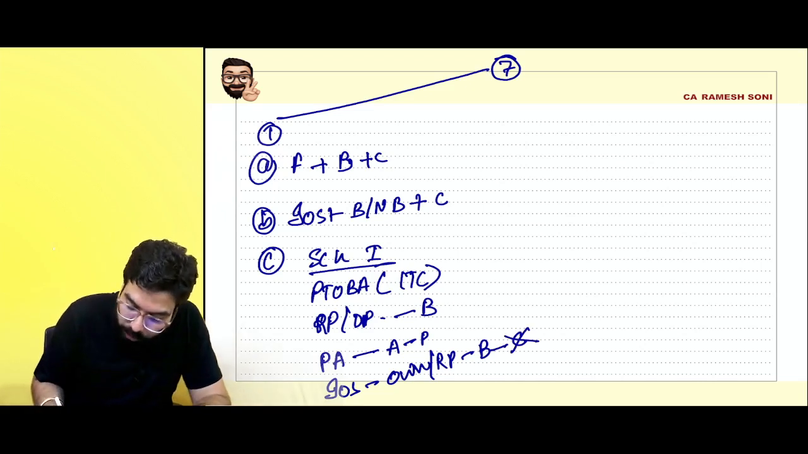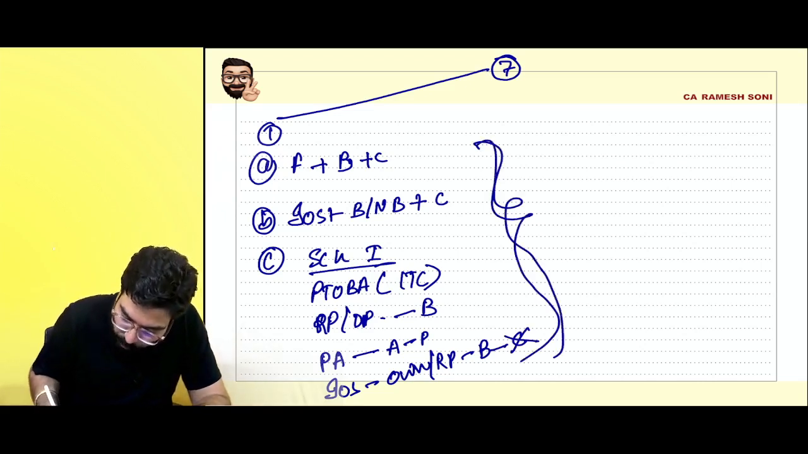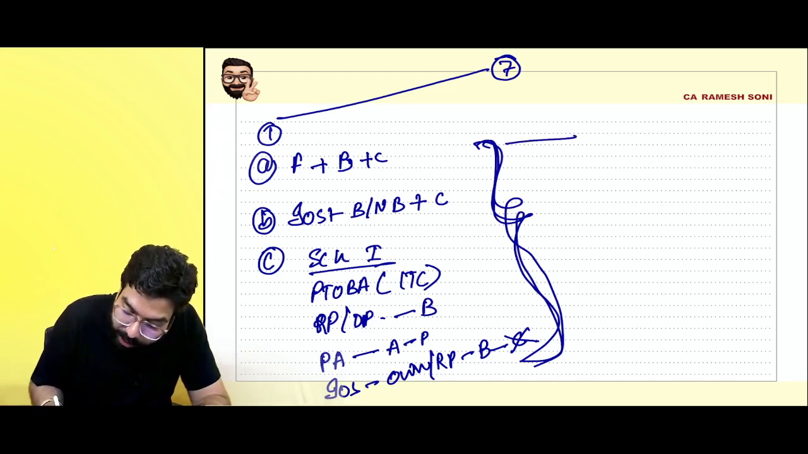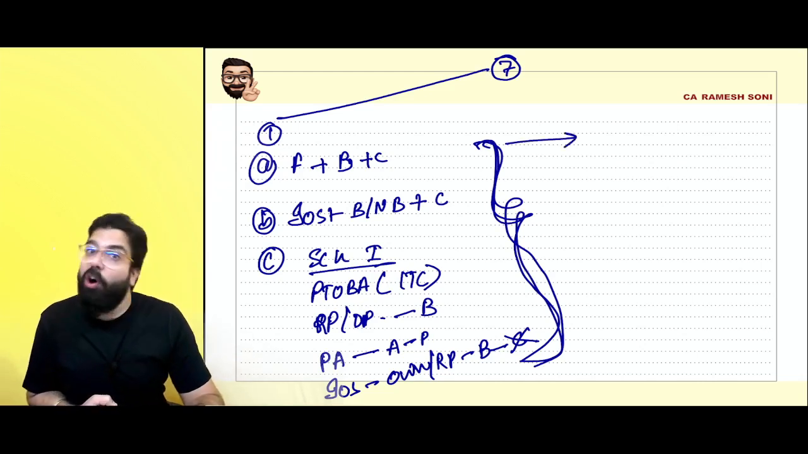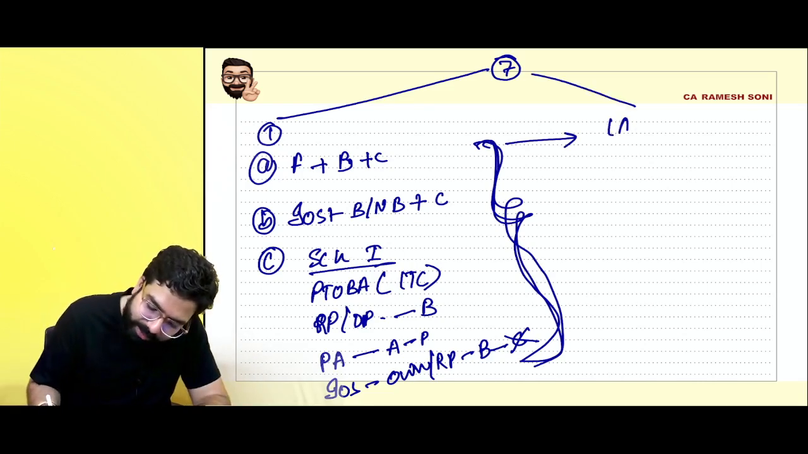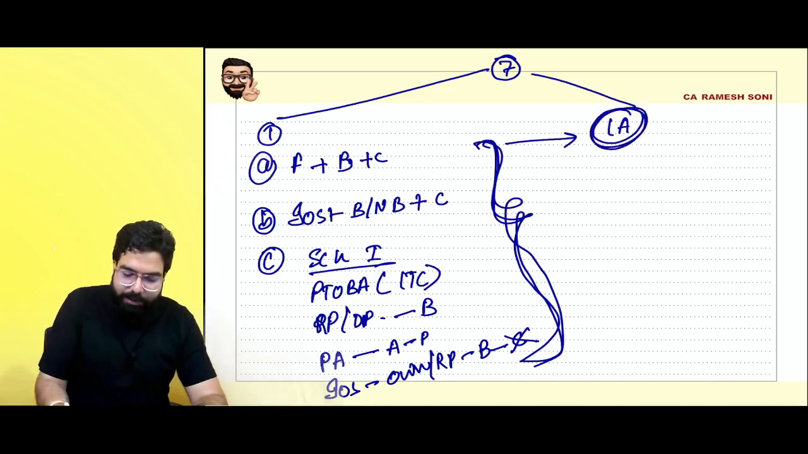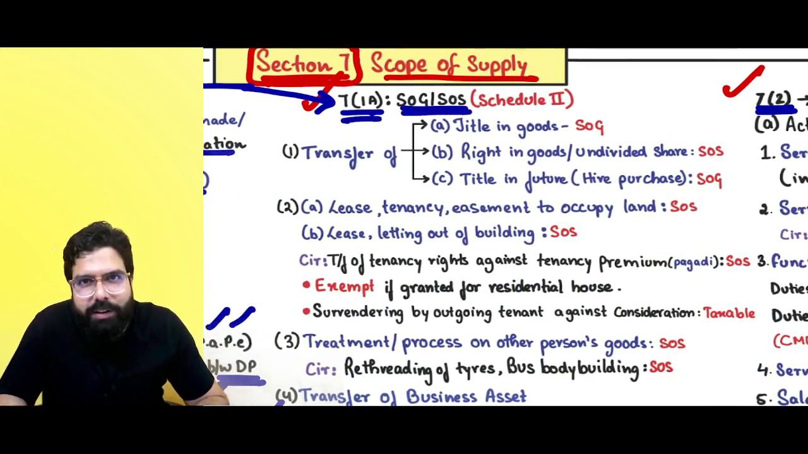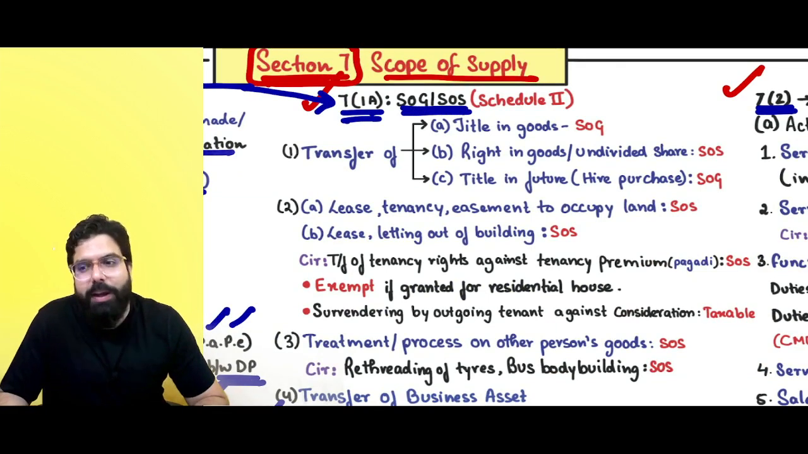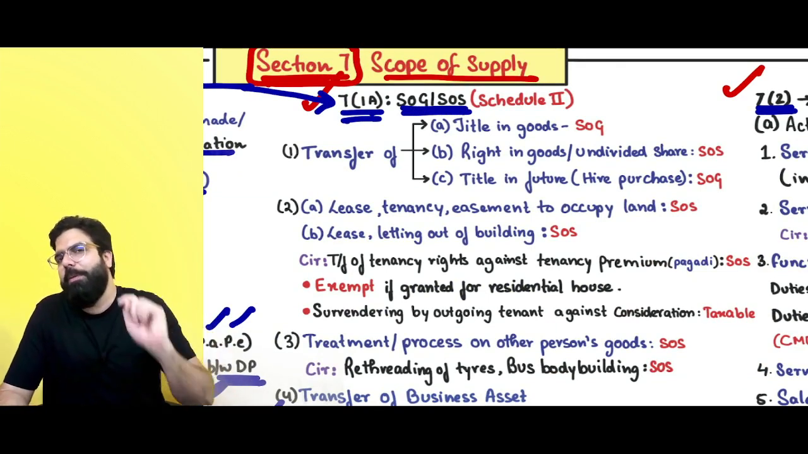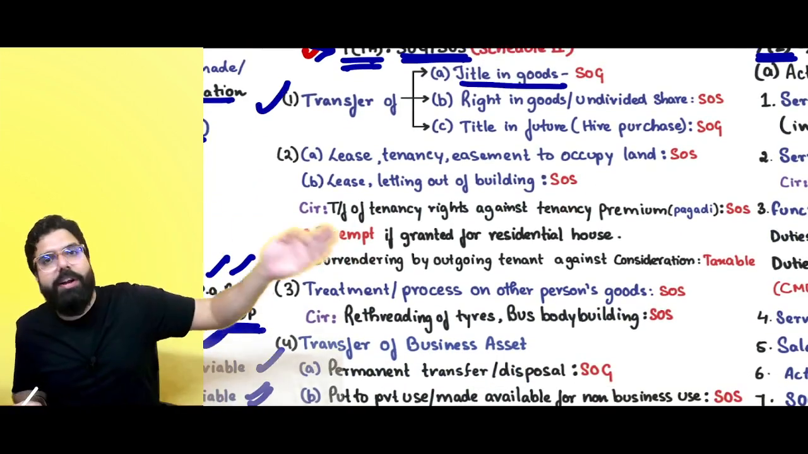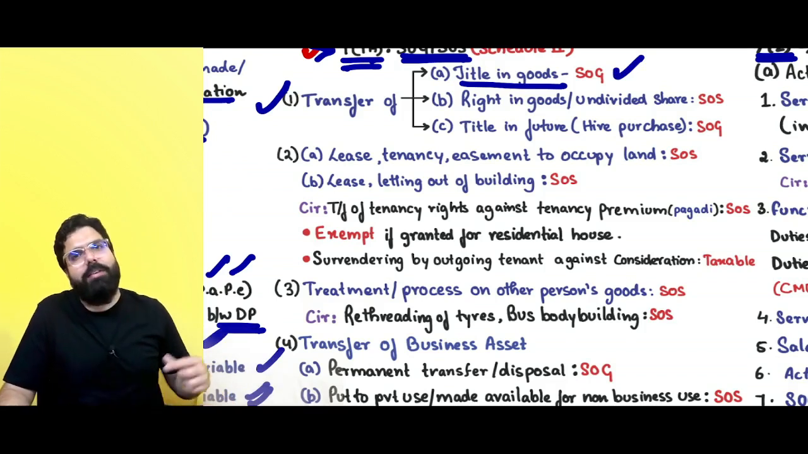Let's go ahead. Now, if you are falling anywhere in section 7.1a, your activity, whether it is supply of goods or supply of service, you have to go ahead and see Schedule 2. In Schedule 2 they have basically told whether something is supply of goods or supply of service. Transfer of title: whenever you transfer the ownership, always remember it is a supply of goods.